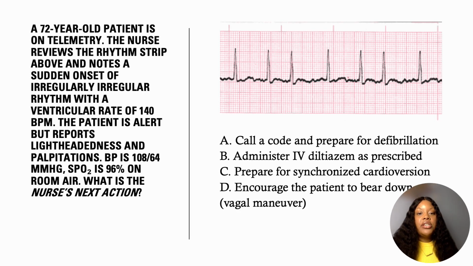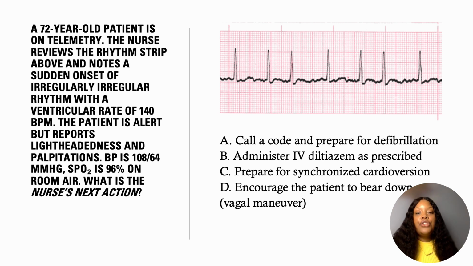A 72-year-old patient is on telemetry. The nurse reviews the rhythm strip above and notes a sudden onset of irregular rhythm with a ventricular rate of 140 beats per minute. The patient is alert but reports lightheadedness and palpitations. Blood pressure is 108/64. Oxygen is 96 on room air. What is the nurse's next action? So we're going to use the strip on the screen. Is it A, call a code and prepare for defibrillation? B, administer IV Cardizem as prescribed? C, prepare for synchronized cardioversion? Or D, encourage the patient to bear down?